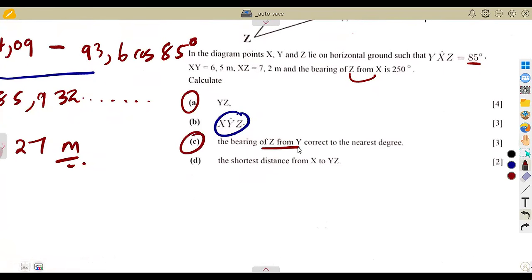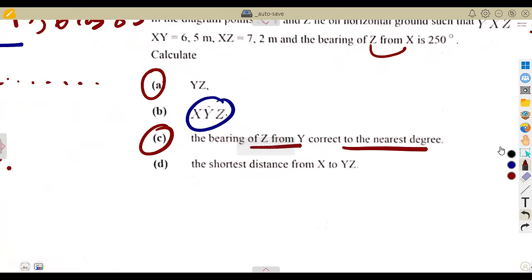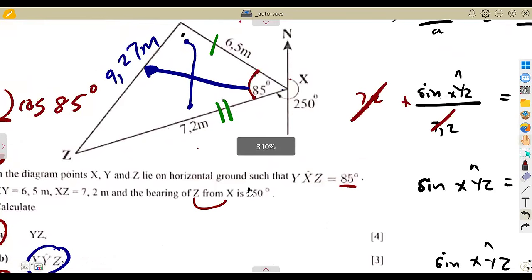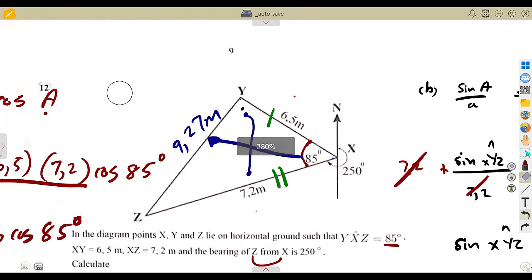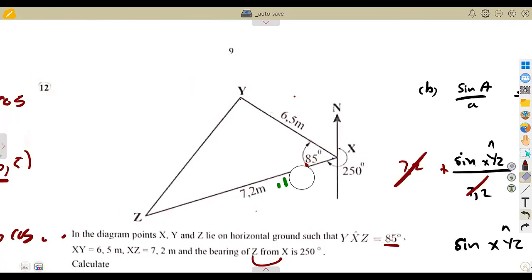The bearing of Z from Y correct to the nearest degree. The bearing of Z from Y. All right, Z from Y. This is what we are having. This is Y here. So from Y here, what is the bearing of Z from Y? We need this angle to Z.